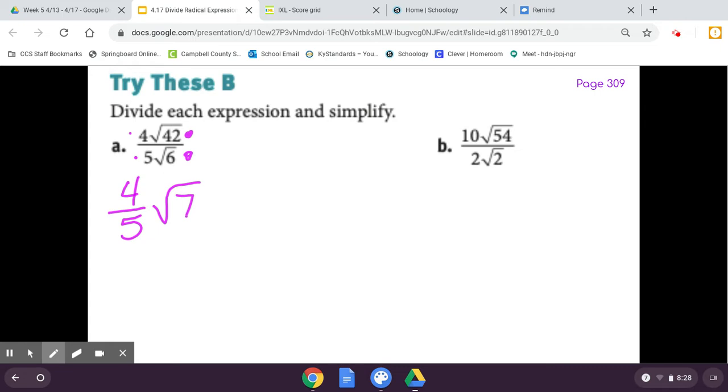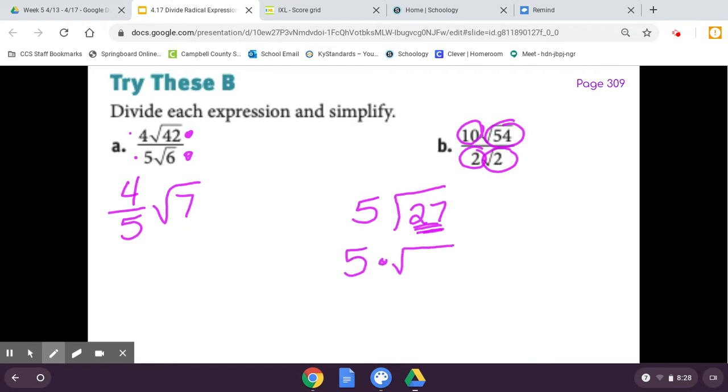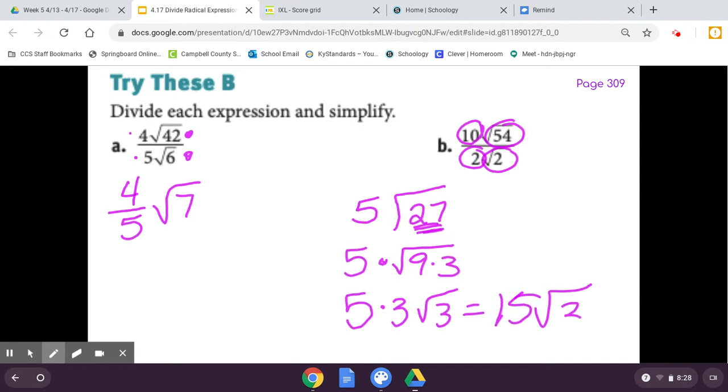Same exact thing over here. So 10 and 2 give you 5. 54 divided by radical 2 gives you radical 27. Now, we should know by now that 27 can be simplified. Square root of 27 can be simplified into the square root of 9 times 3, which is then 3 square root of 3, which gives us our final answer of 15 square root of 3. So these should be pretty basic problems. Shouldn't really have any problems with those.